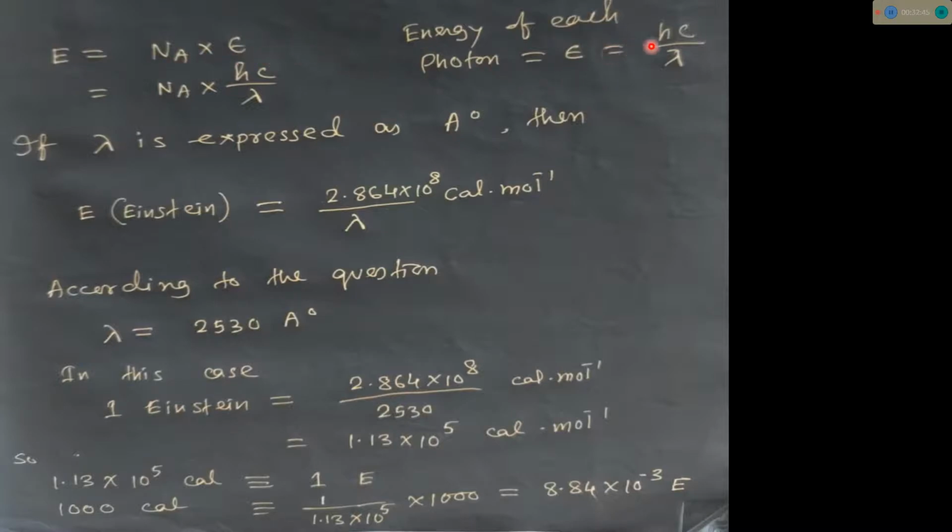Energy of one photon is epsilon equals h c by lambda. If we put all the values and lambda is expressed in angstrom unit, then we get one Einstein equal to 1.13 into 10 to the power 5 calorie. Now this much calorie is equivalent to 1 Einstein. So 1000 calorie is equivalent to 8.84 into 10 to the power minus 3 Einstein.